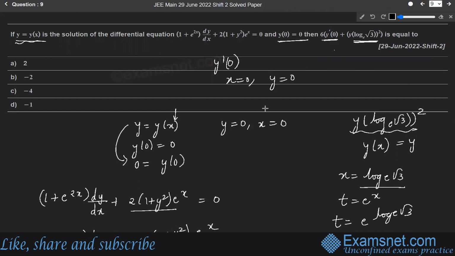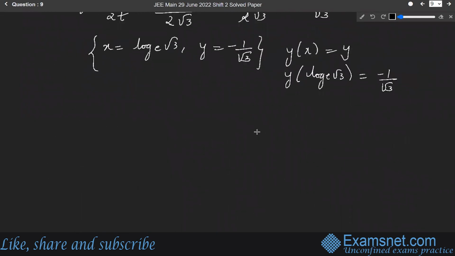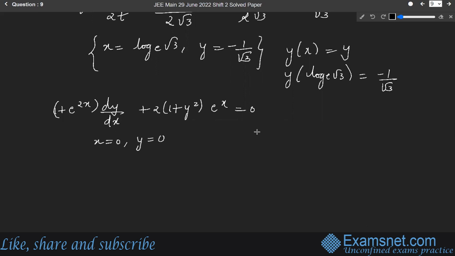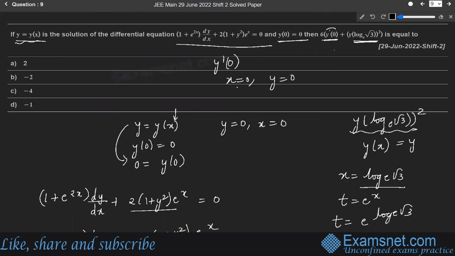So let us do one thing. Let us write this differential equation and put x is equal to 0 and y is equal to 0, right? So let us write the differential equation first. The differential equation is 1 plus e power 2x into dy by dx plus 2 into 1 plus y square into e power x is equal to 0, right? We have to put x is equal to 0, and we have to put y is equal to 0, right? So before that, let us concentrate on this part. See, we have to find y dash 0, okay? But we don't know the value of its output.